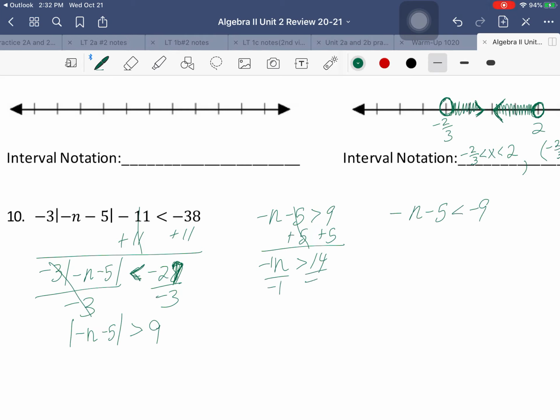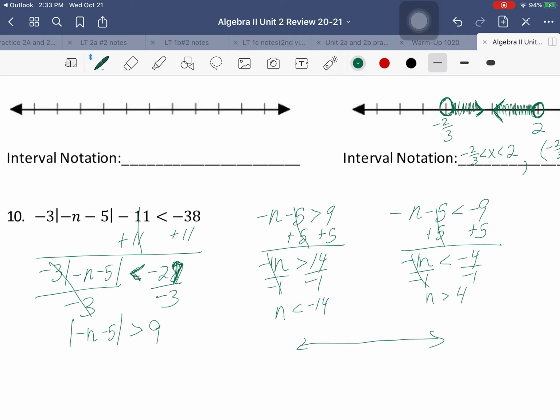Think of it as a negative 1. Divided by negative 1 switches the inequality. So we have n is less than negative 14, and divide by negative 1, so we need to switch the inequality. n is greater than 4.